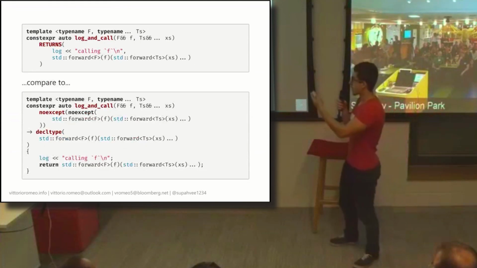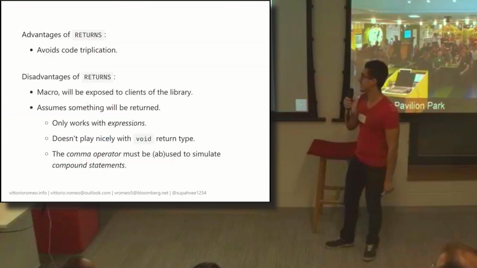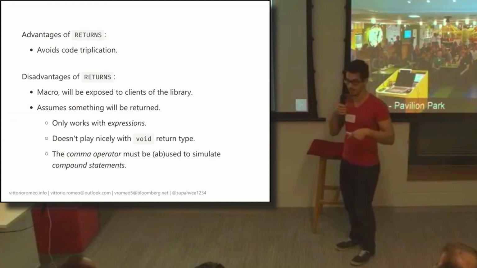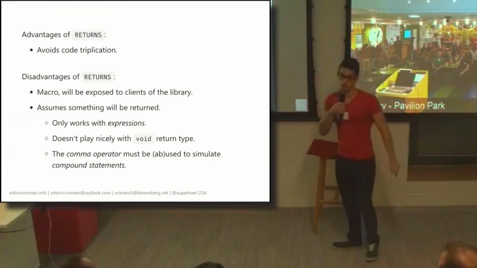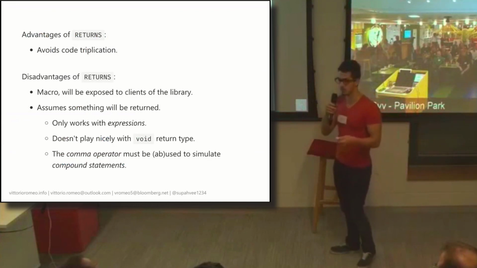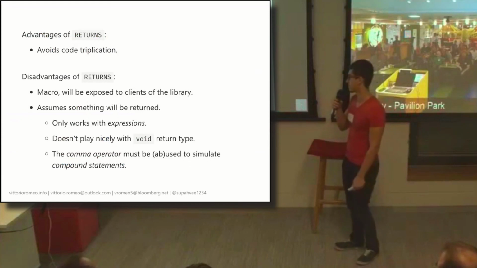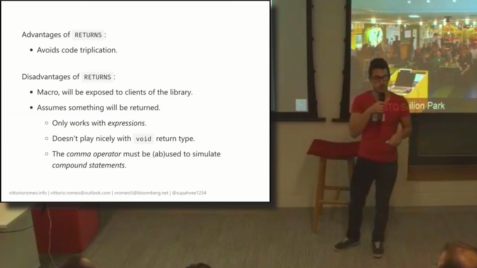So if you compare it, I'd rather write the version on top. Unfortunately, this is still not great because we have a macro that will be exposed to the clients of the library unless you go in every file where you define something and then #undef it after the function, which is quite horrible. And it assumes that something will be returned. So it only works with expressions. As soon as you have something like an if statement, you're pretty much screwed unless you find a way of using a ternary operator. It doesn't play nicely with void. You can solve that with programming, but again, it's still annoying. And you have to use the comma operator or something similar to simulate compound statements.